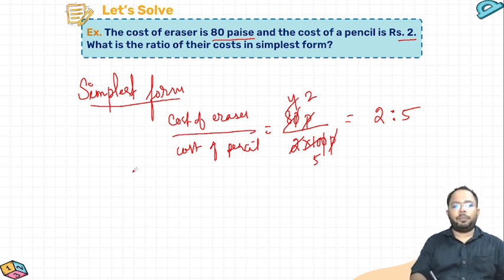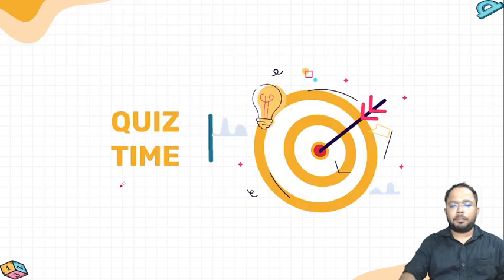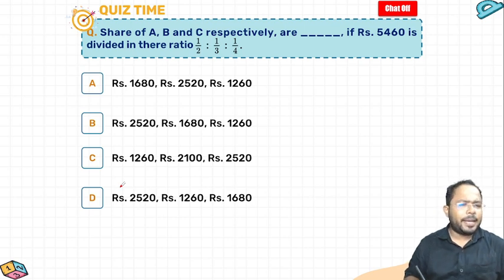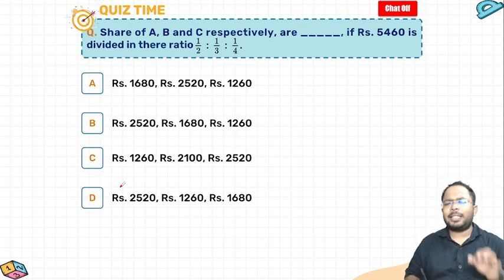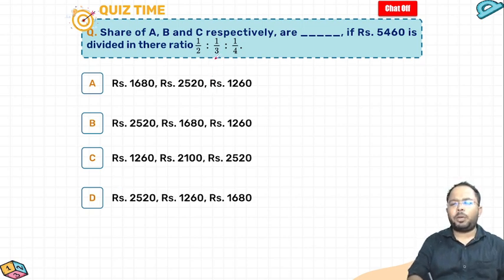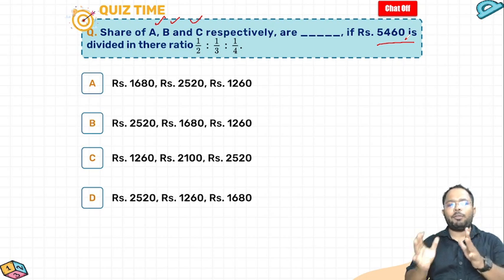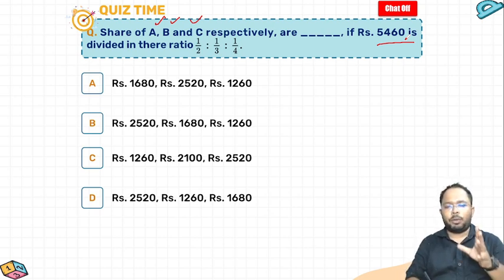Alright, sure. Let's do another question. The question is: shares of A, B and C respectively are dash, if rupees 5,460 is divided in the ratio 1 by 2 is to 1 by 3 is to 1 by 4. So 3 people were there, A, B and C, and they divided the whole amount of 5460 in the ratio 1 by 2 is to 1 by 3 is to 1 by 4.